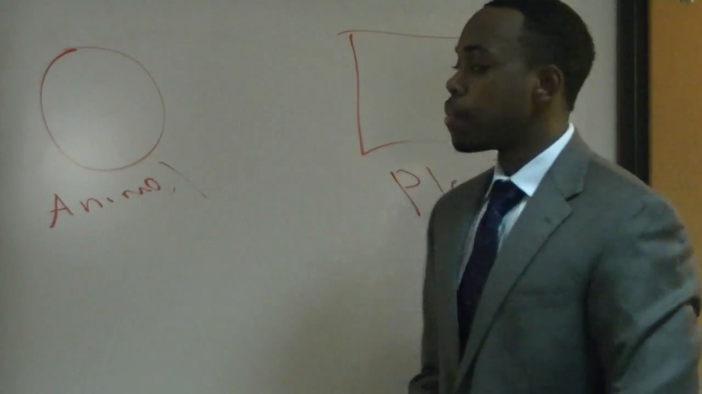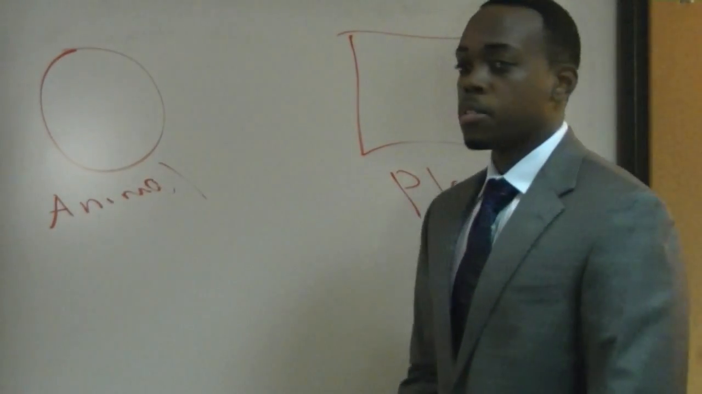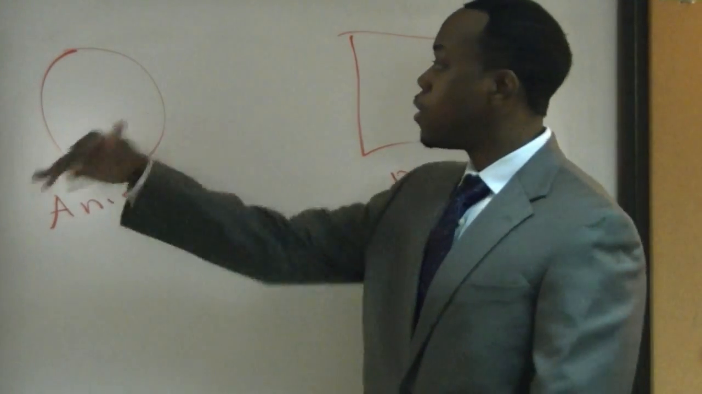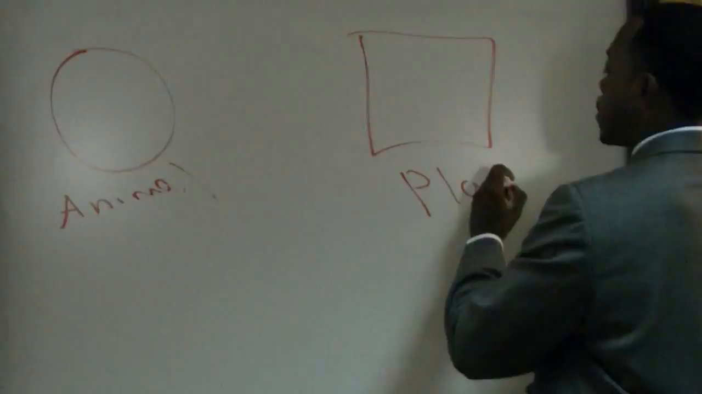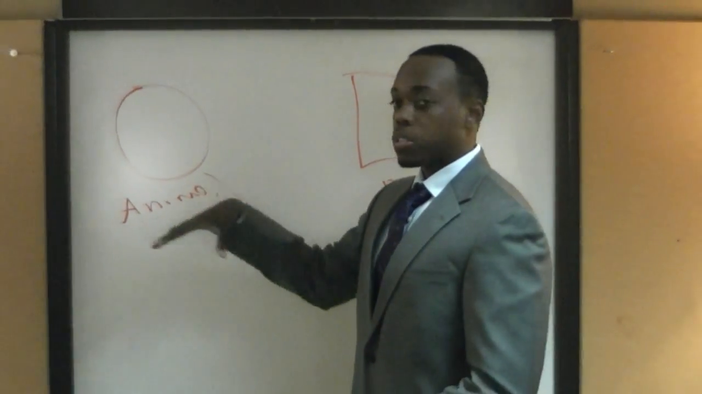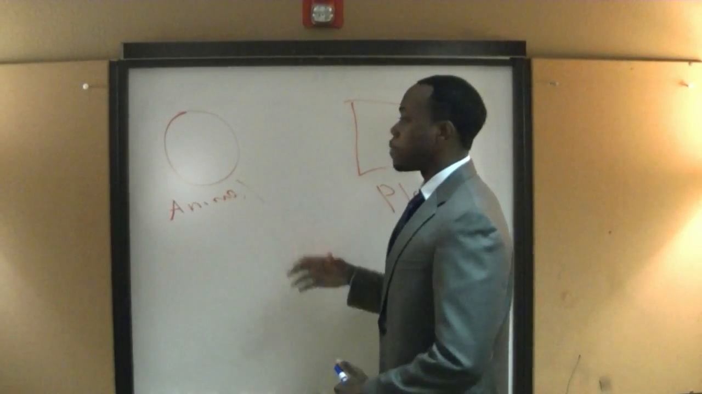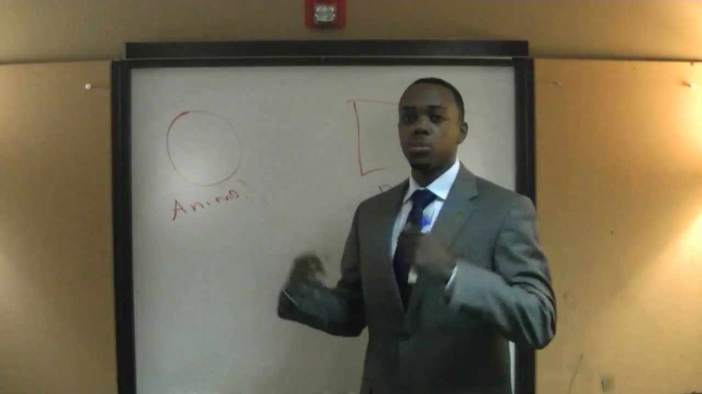Now that we know the difference between animal and plant cell, I use different objects within the room, or if I'm walking around, or if I'm in the hallway or whatever, to show the students the difference between plant and animal cells, relating to objects that they've been using all their life.